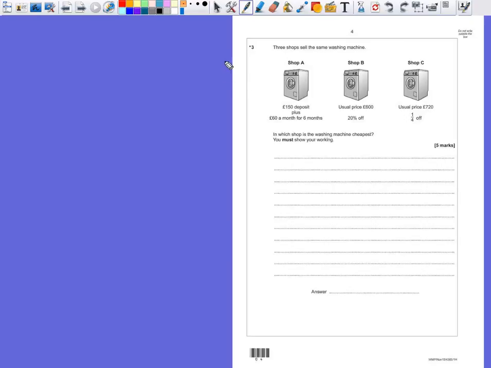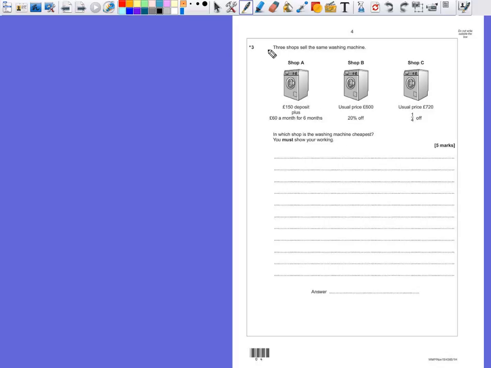Question 3. The little star next to it says I'm going to have to give some reasons for my answers here. So let's see what the problem is. 3 shops sell the same washing machine. In which shop is the washing machine cheapest? You must show your working.